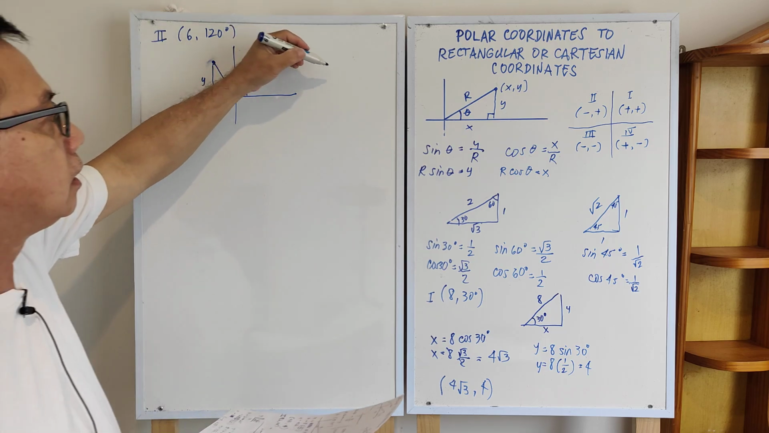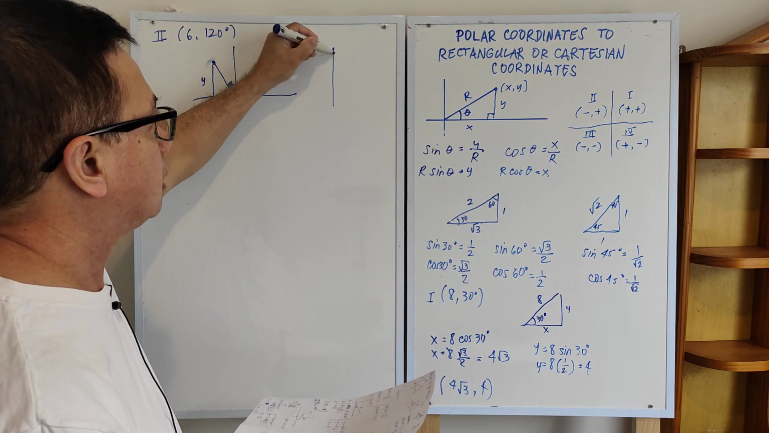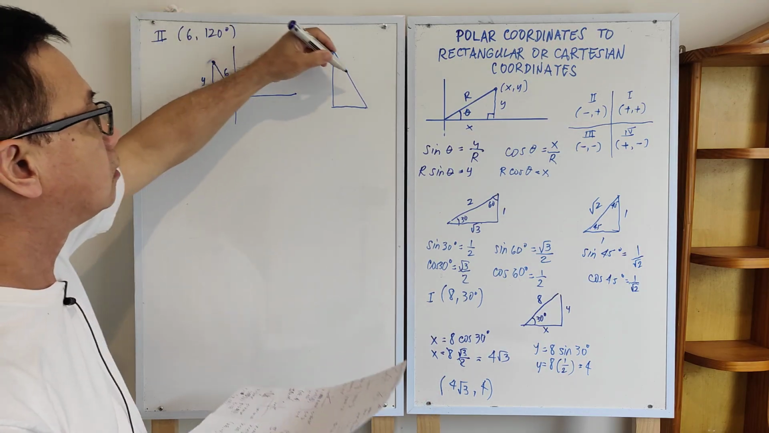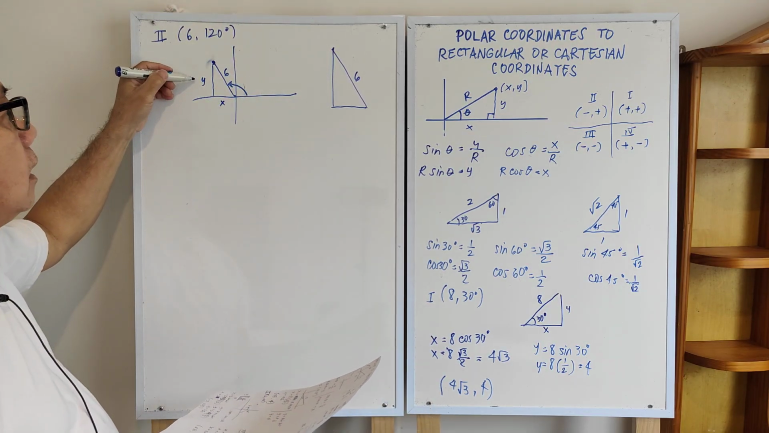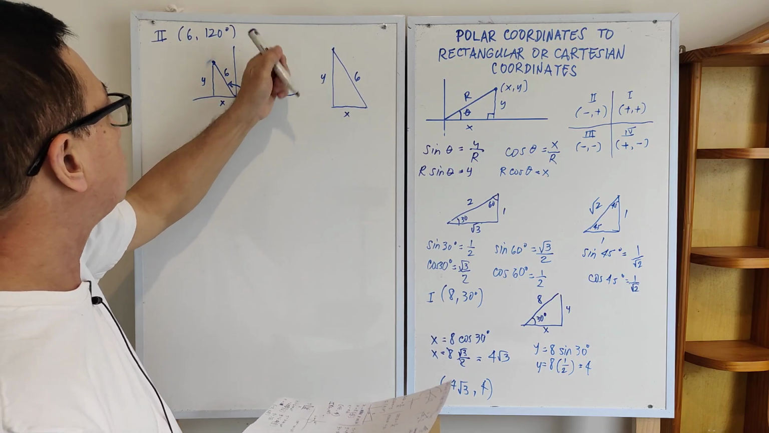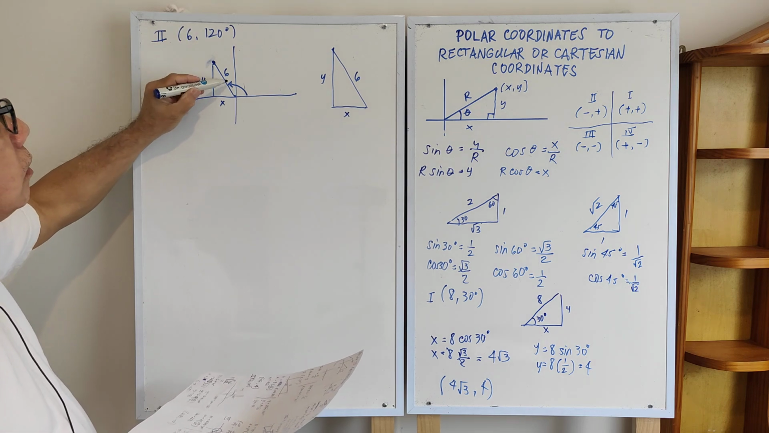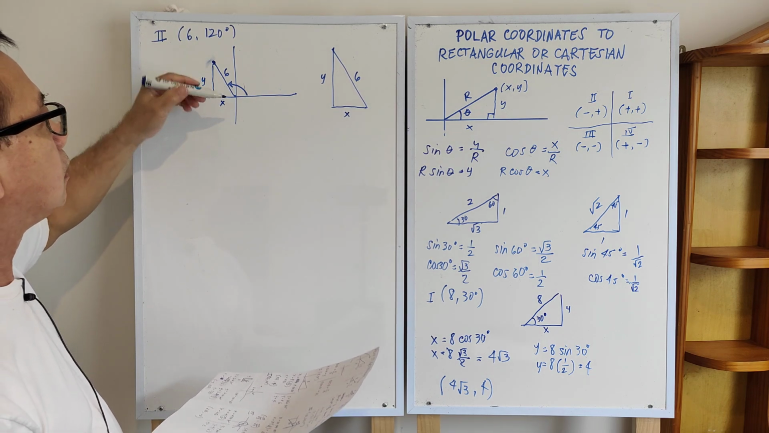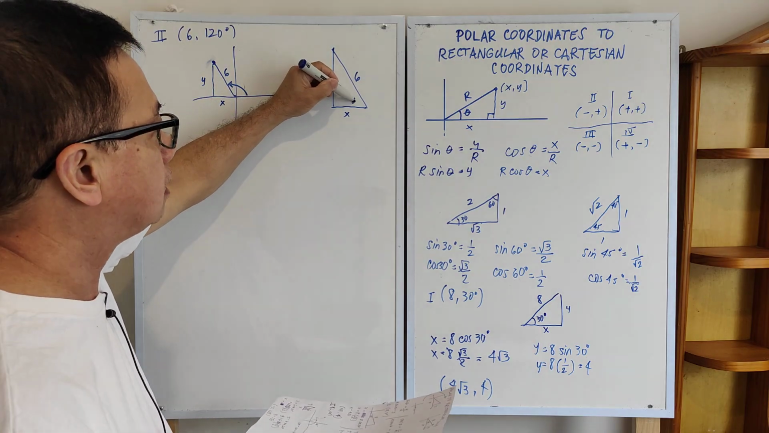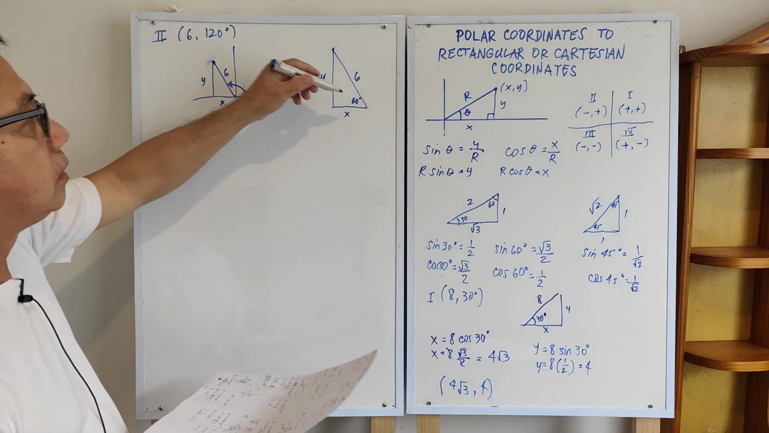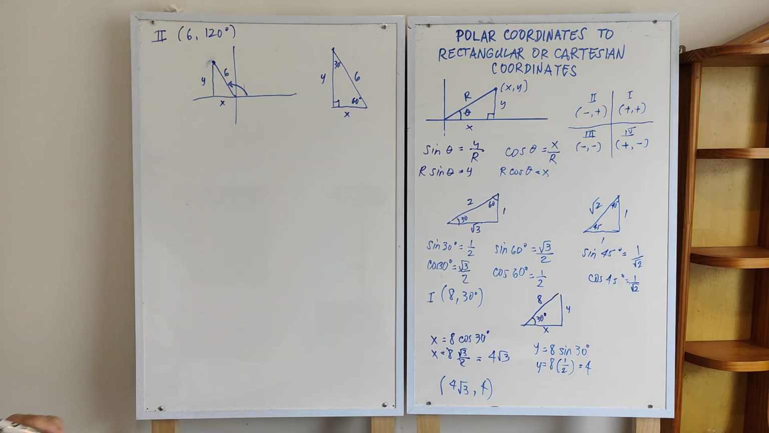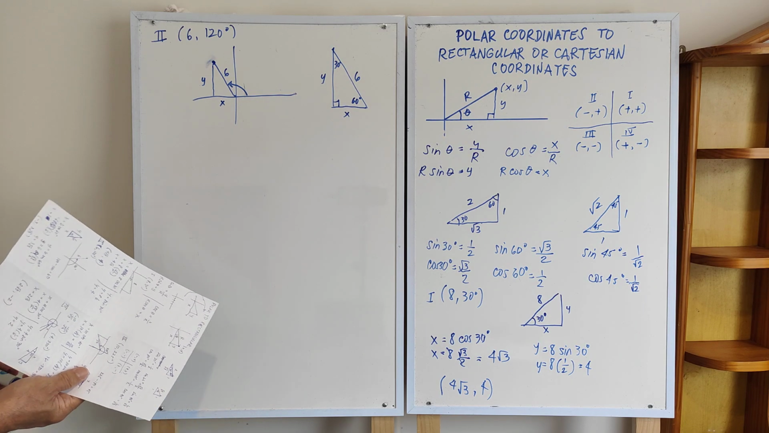So let me rewrite that one. It will become like this. So this is your 6. So this is still y and then your x. If this is 120, then 180 minus 120 will be 60 degrees. So this is 60 degrees. So if this is 60, this is a right triangle, this is 30.